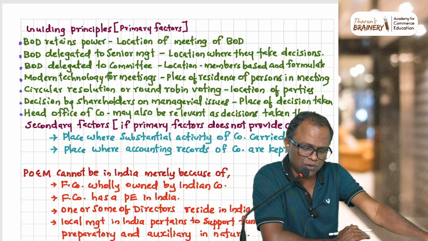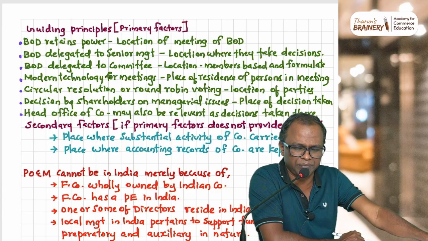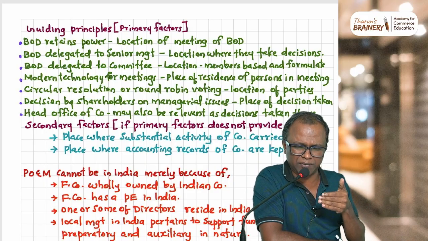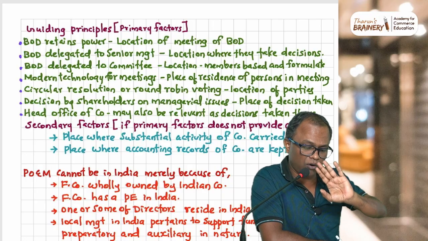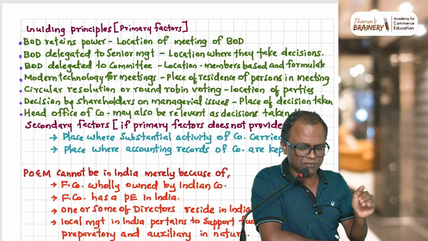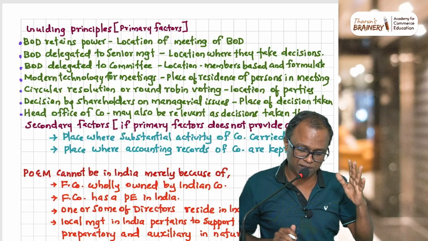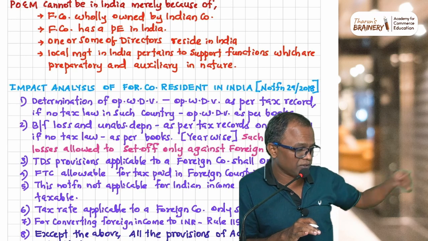And if that is also not available, find out from where the accounting records of the company are kept, right? Usually it will be the head office. So that can be taken as the place of effective management. This is the last resort. Only if all other details are not available can we use the secondary factors to find out the residential status of a foreign company. And this one also I will explain, then we'll go to the question.